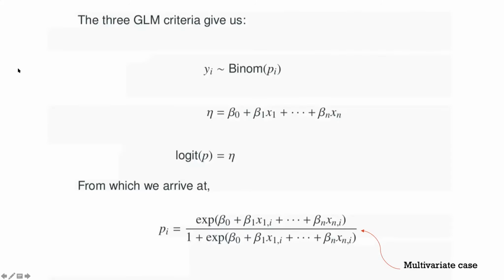And so we have three GLM criteria here. Maybe I already told you that our yi comes from a binomial distribution, and we are trying to model this pi by using a regression equation. From that, as you may have already seen, we arrive at the multivariate case of our regression. And for each case, we are modeling our pi.